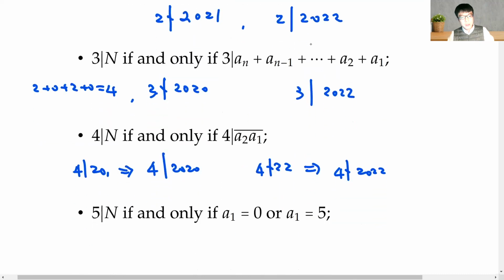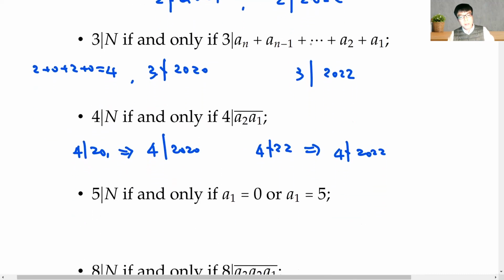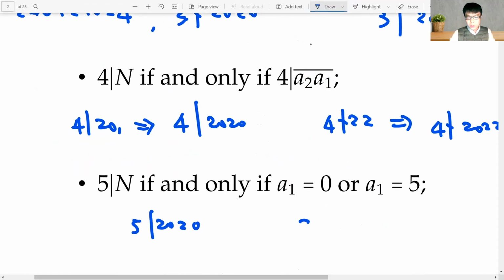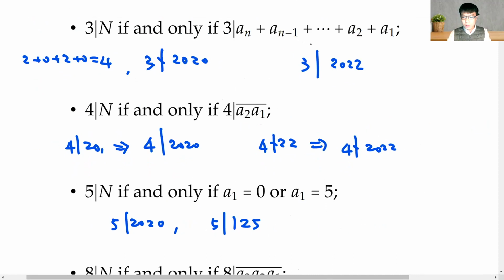All right. Next, we consider divisibility test for 5. A number is divisible by 5. We only look at the last digit. If it's 0 or 5, the number is divisible by 5. Easy to see 2020 is divisible by 5. 125 is divisible by 5 because the last digit is 0 or 5. But like 2136, this is not divisible by 5 because the last digit is not 0 or 5, it's 6.